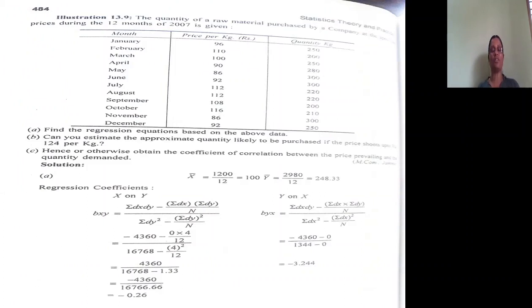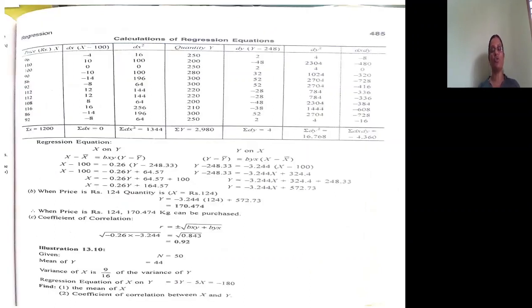So once we construct the equation, we should concentrate on what they asked. We have answered the first question; now we have to answer the third question. The third question says, can you estimate the approximate quantity likely to be purchased if the price of the product becomes 124 per kilo? So we are supposed to calculate y when the value of x is given. We should take into consideration the equation we constructed, particularly y on x. So y on x is equal to minus 3.244x plus 572.73.